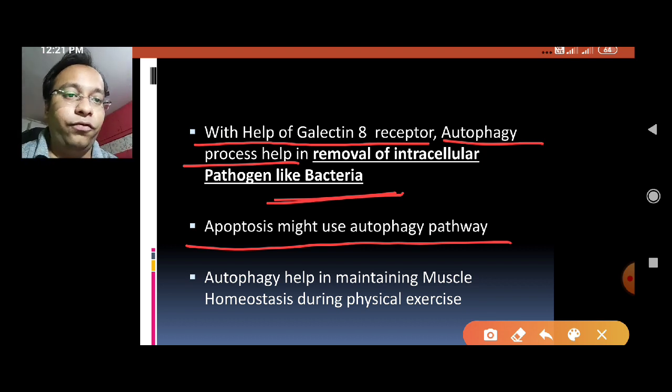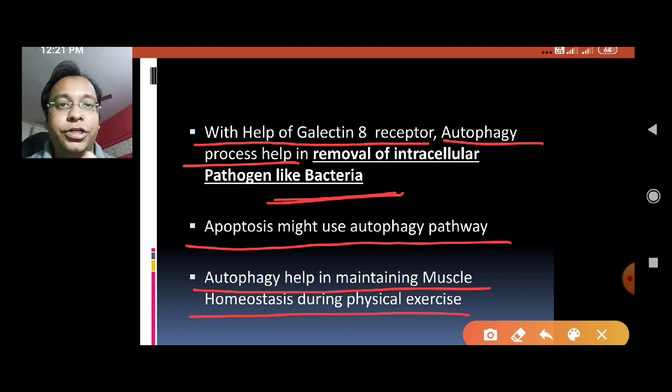Another use of autophagy in our body is that it will help in maintaining muscle homeostasis during physical exercise. Whenever you are doing excessive exercise, muscle homeostasis is maintained by autophagy.